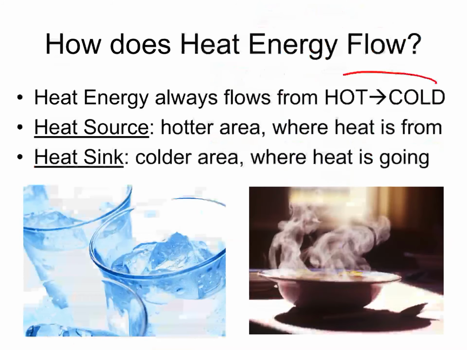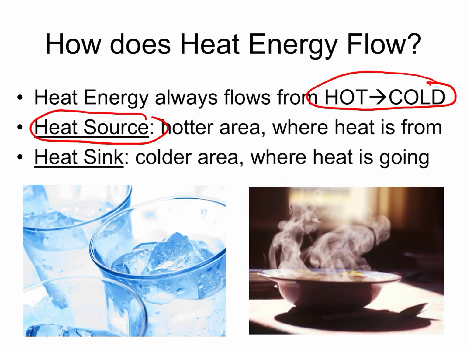Okay, so how does heat energy flow? Heat always goes from hot to cold. The hot part is called the source, and the cold part is the sink. All right, so when you put ice in your water, the heat is going from the water to the ice. And since the water is losing heat, that's what makes your drink colder. Okay, here the heat is going from the soup out into the air.